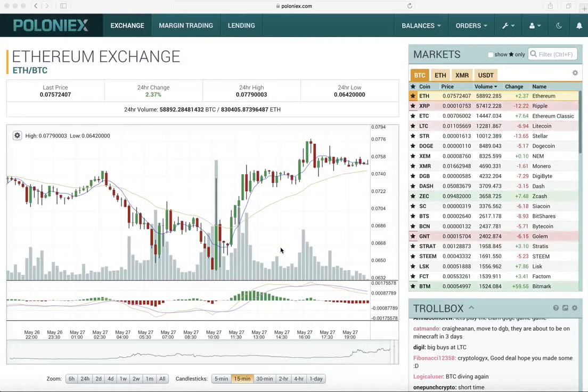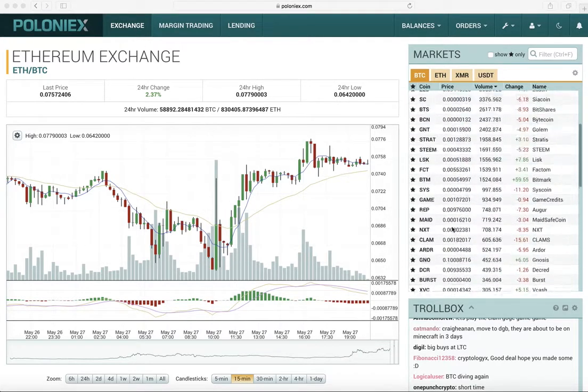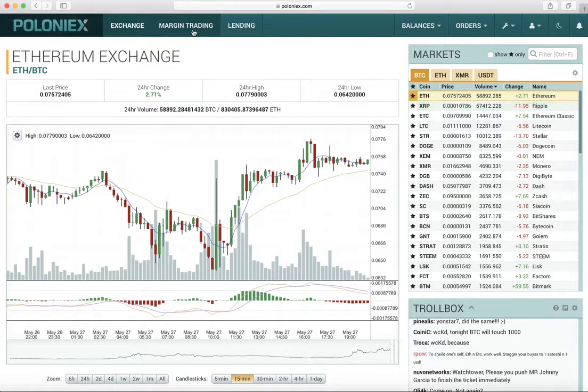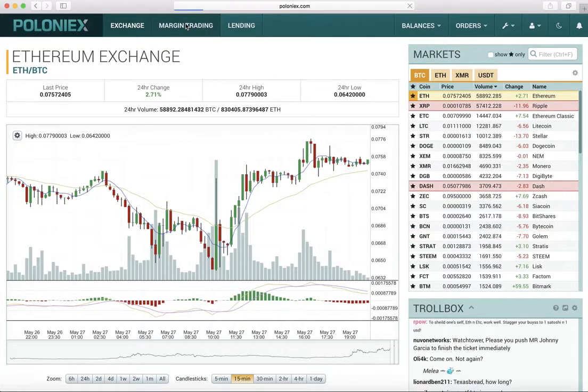I've had quite a few people asking me about shorting, so I'm going to go through how to short something with you guys. All right, so as you can see, we're on the exchange tab right now. This has a list of all of the coins. Well, you can't short all of the coins. You can only short whatever coins are on the margin market. So you click on margin trading.